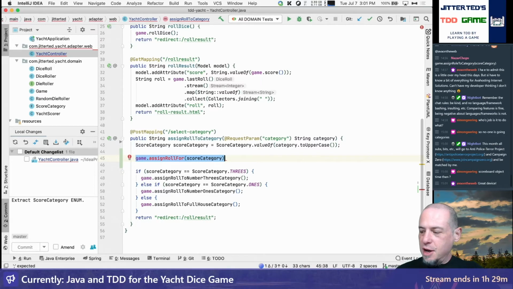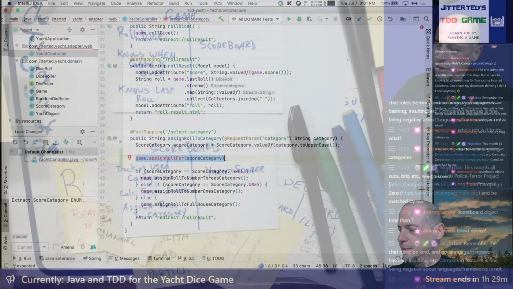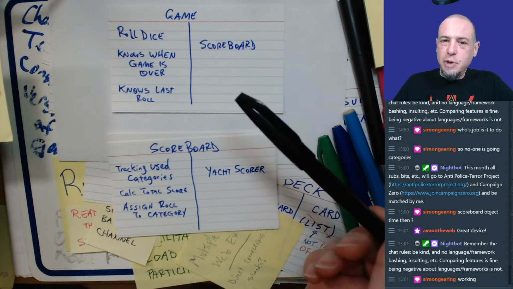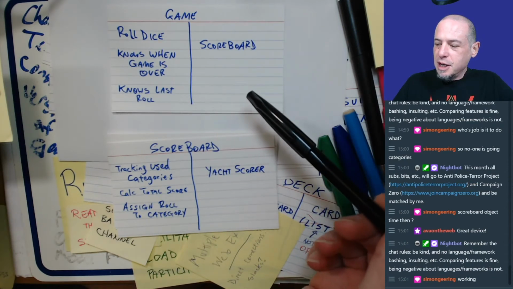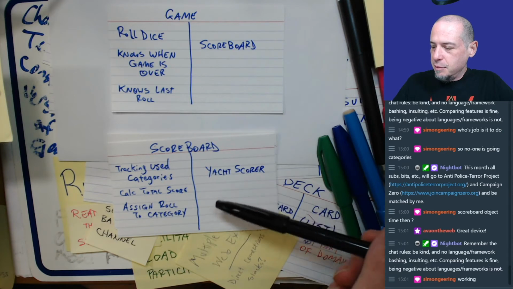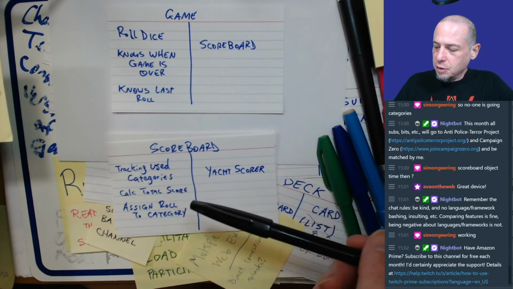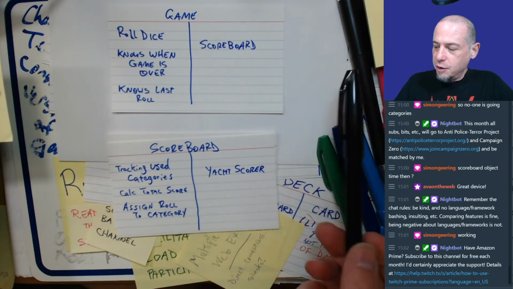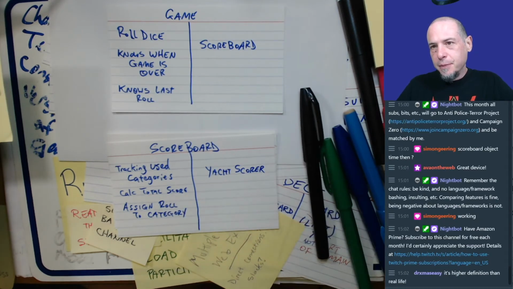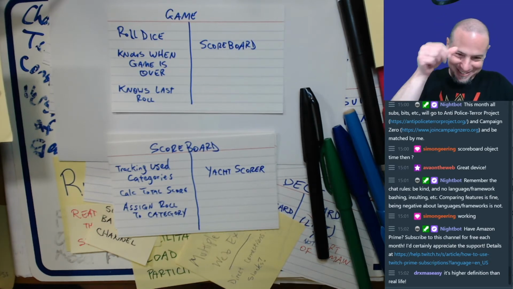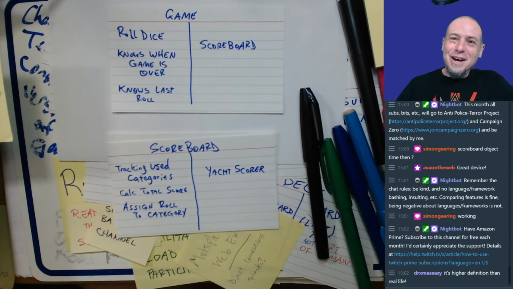we basically had thought that, here, let me turn on that camera. Can I turn on that camera? Gonna work? This was the design we had come up with when we were thinking about design the last time. And so Scoreboard is tracking used categories, calculates the total score, and assigns a roll to a category. So that really is its responsibility. I kind of feel like that still works.